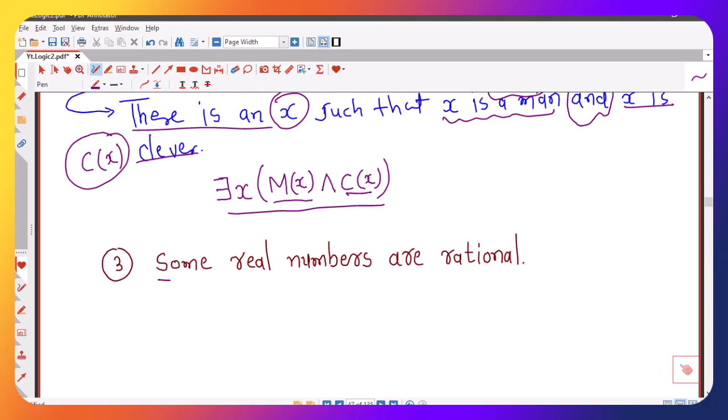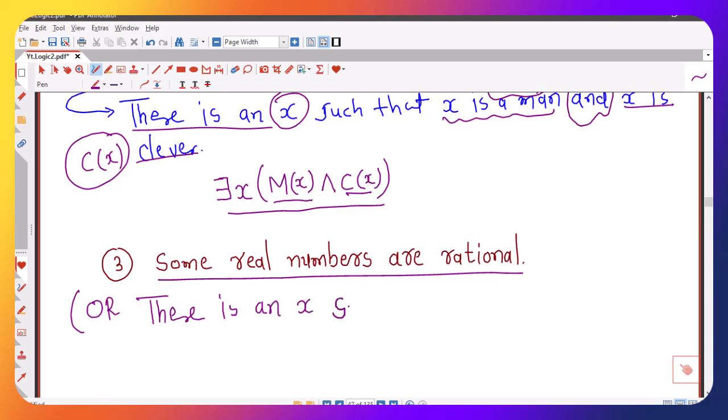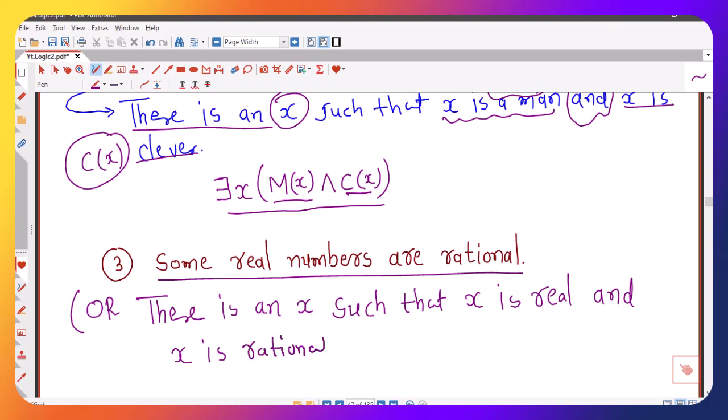Next one is some real numbers are rational. So this also we can write equivalently in this way, that there is an x such that x is a real number as well as a rational number. X is real and x is rational. Some real numbers are rational means there are some real numbers which are rational also.